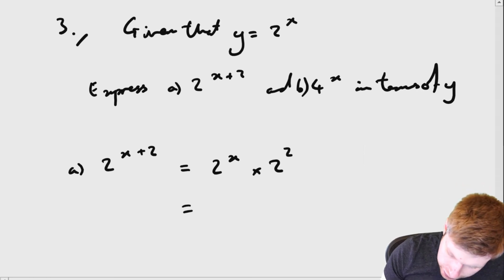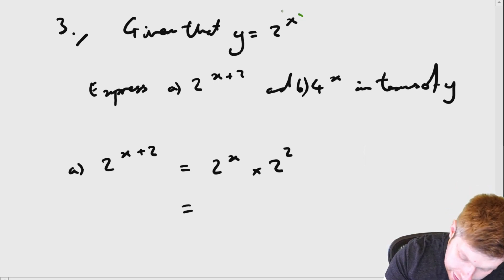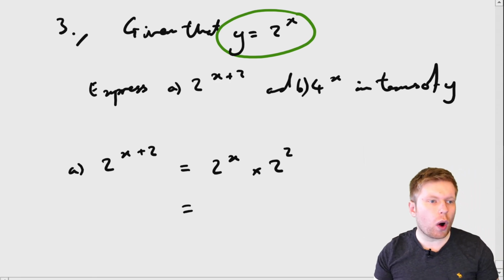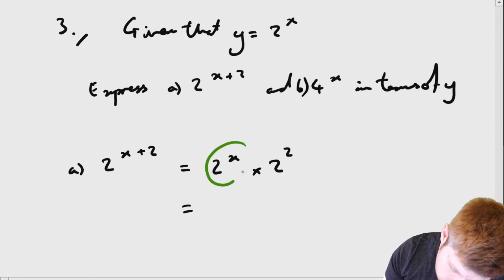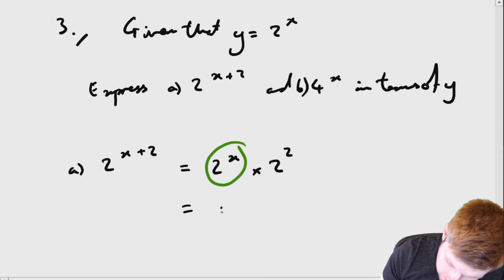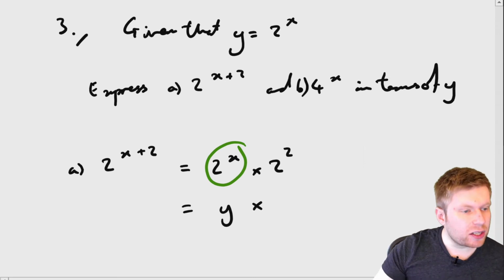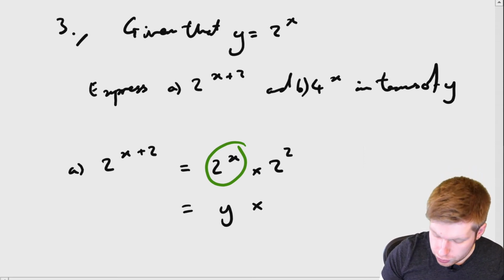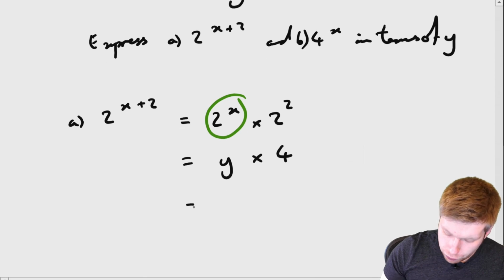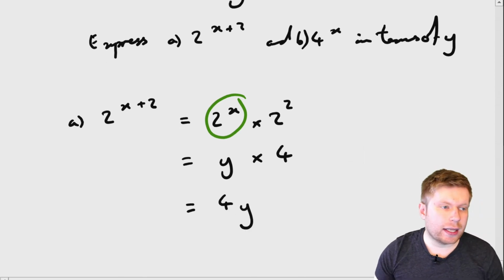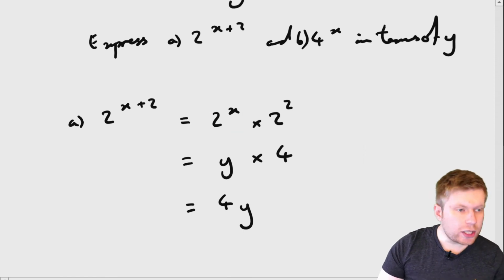So now, because I can write 2 to the power of x as y, okay, because I've been told y is just 2 to the power of x, and because I've got 2 to the power of x there, I can write that as y, and I'm going to multiply that by 2 to the power of 2. Well, 2 to the power of 2 is just 4, okay? So instead of writing y times 4, I'm going to use my algebra notation and just write that as 4y instead, okay? So that's all this question was asking.